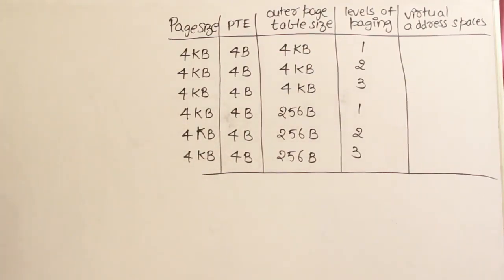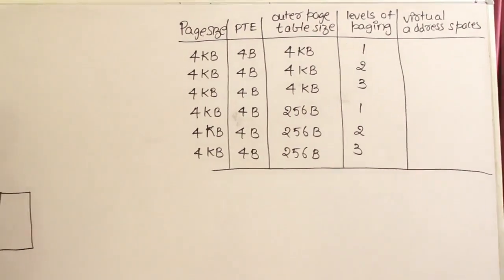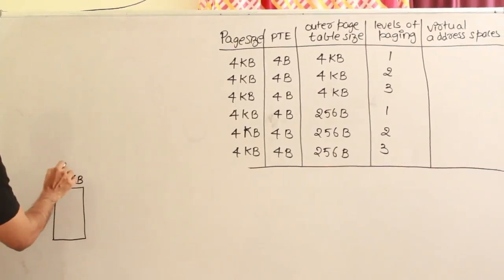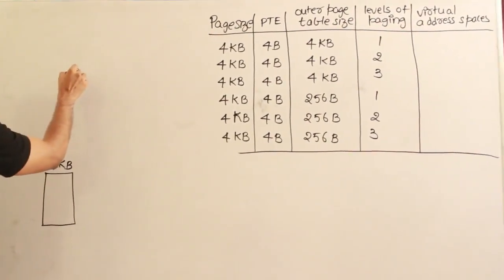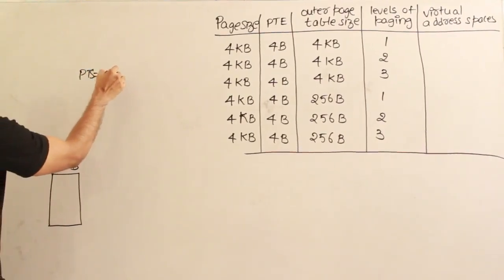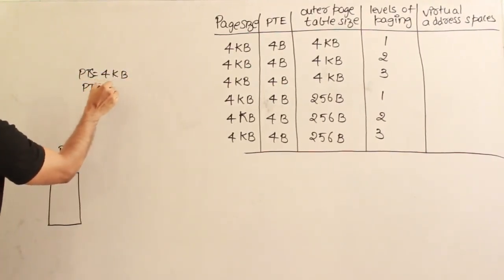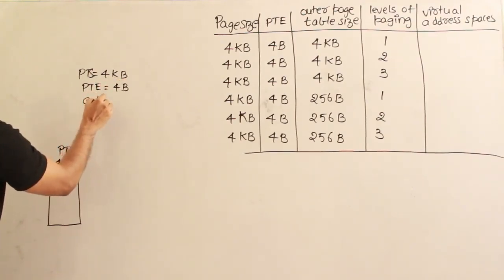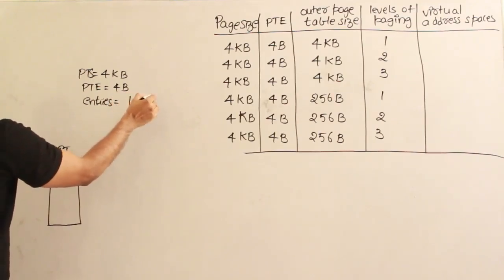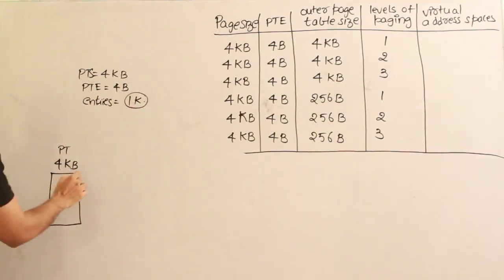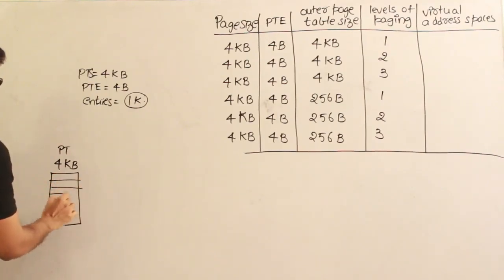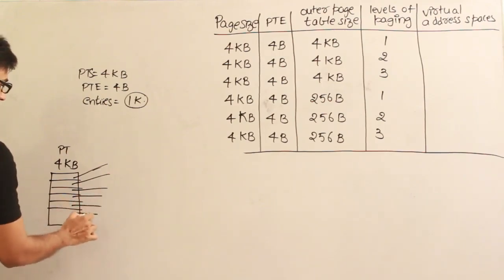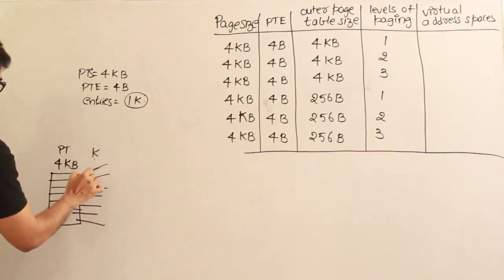So in this case we have only one page table, and the page table size is 4 KB, right? If the page table size is 4 KB and the page table entry size is 4 bytes, how many entries will there be? The number of entries in the page table will be 1K. So 1K entries will be there, right? If I have 1K entries in the page table, then the number of pointers that come out of each entry is 1, so all the pointers coming out of this will be 1K, right?